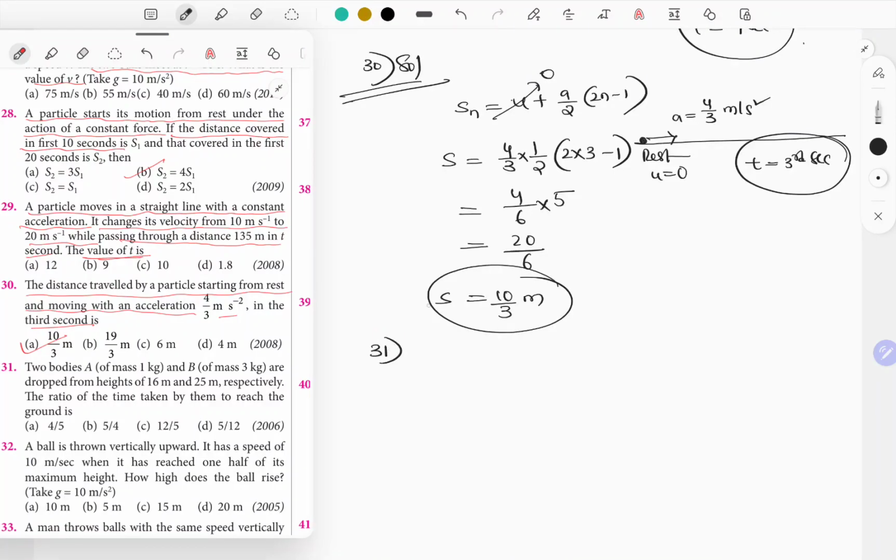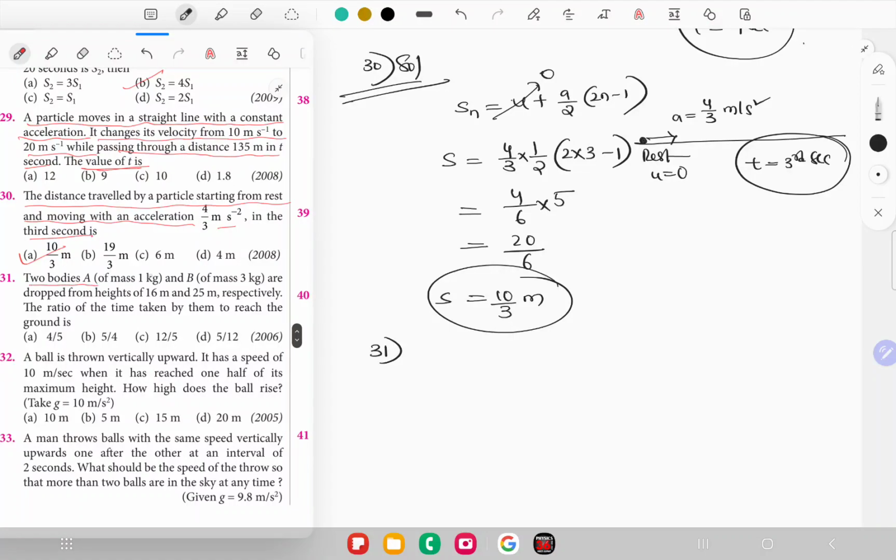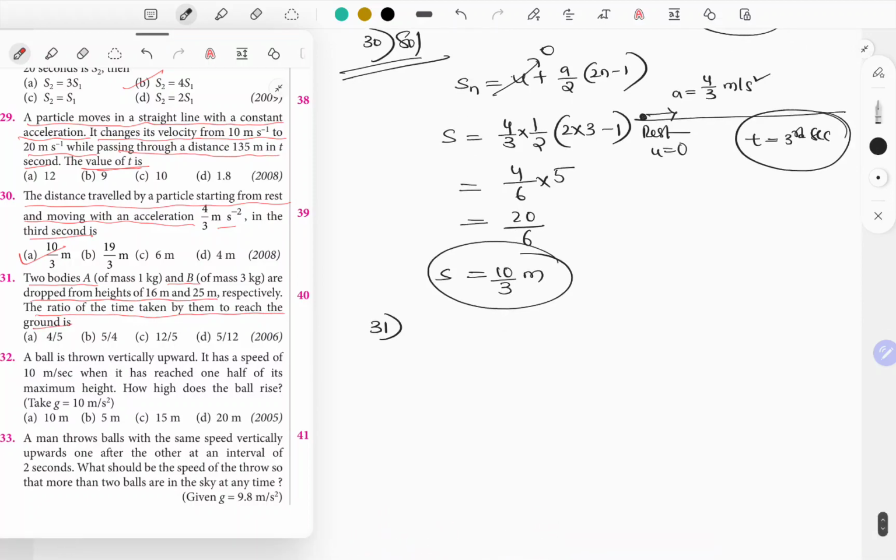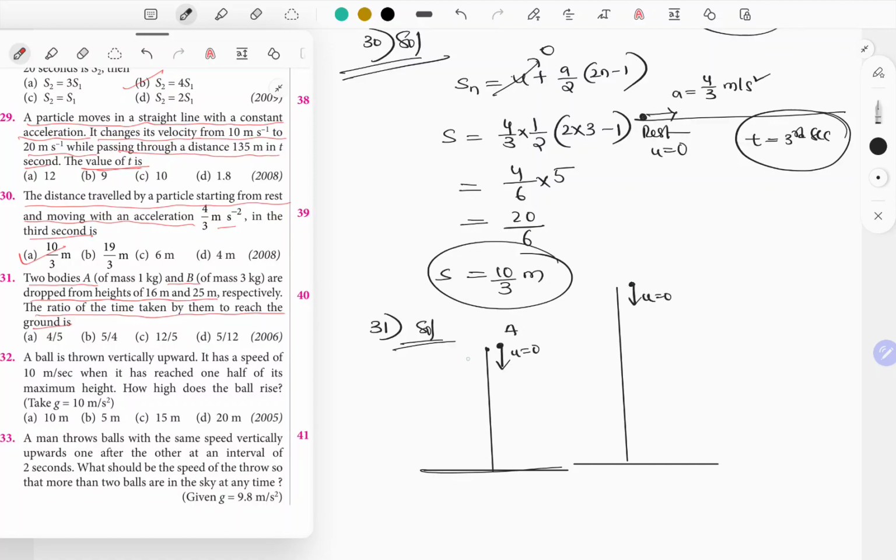Question number 31. Two bodies A and B of different masses are dropped from heights 16 meter and 25 meter respectively. The ratio of time taken by them to reach the ground. Super. They are dropped from different heights. Solution. So one is dropped from 16 meter. Another one is dropped from 25 meter. Initial velocity is equal to 0. Another one also has initial velocity 0.